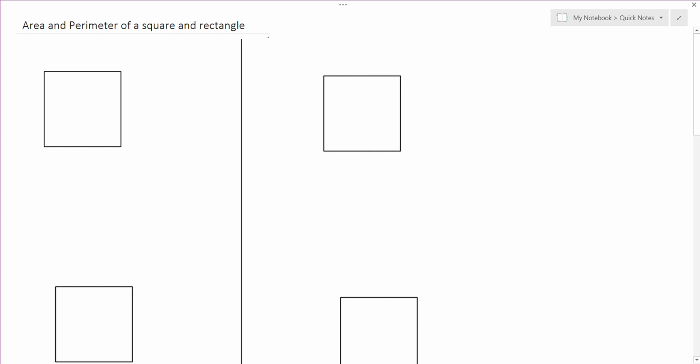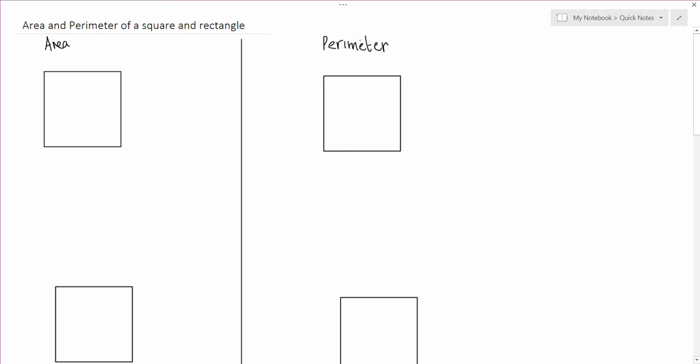Today we're going to be looking at the area and perimeter of a square and a rectangle. So we're going to look at these two squares. On the left hand side I'm going to write here area. So we're looking at area of a square, and on the right hand side I'm going to have perimeter.